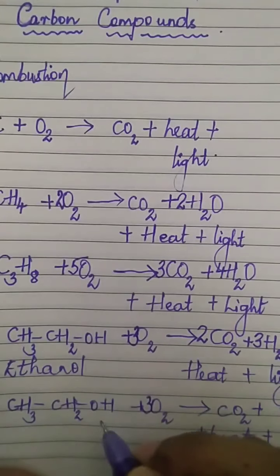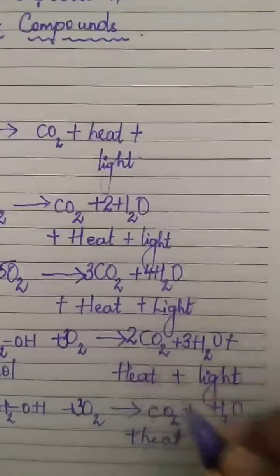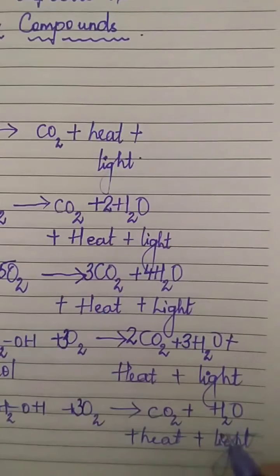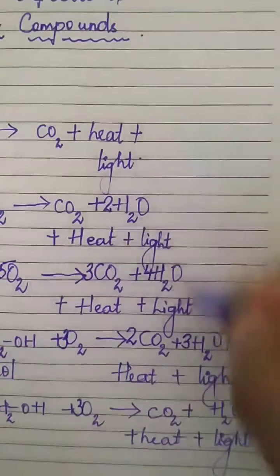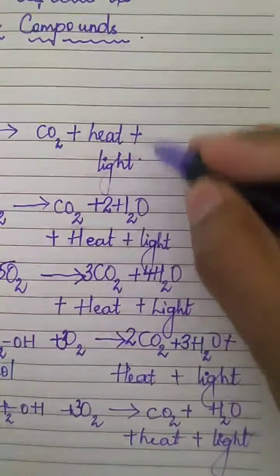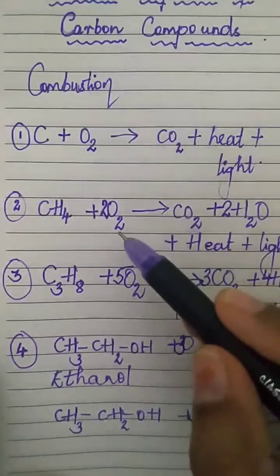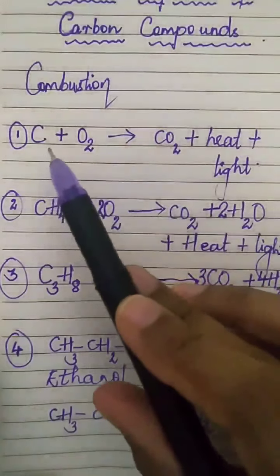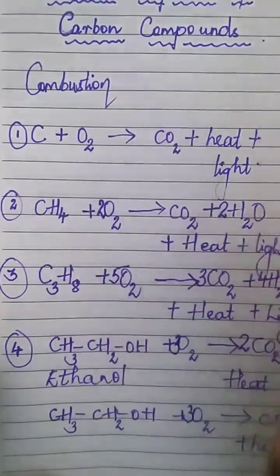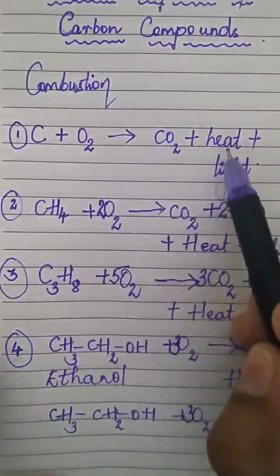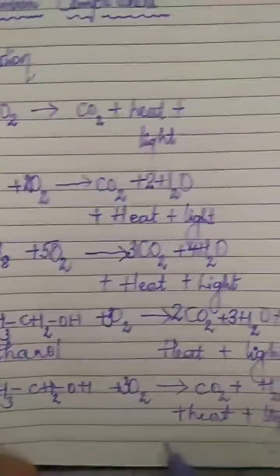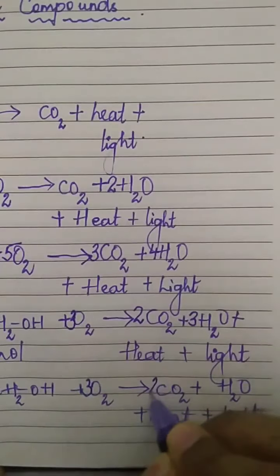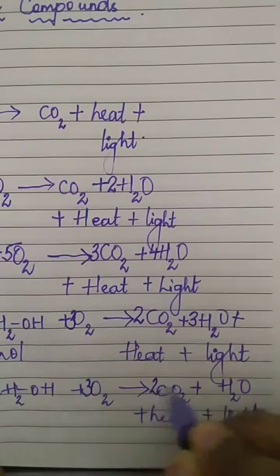CH3CH2OH, ethanol, on combustion gives carbon dioxide, water, heat and light. The product remains the same for all. So this type of reaction is very easy to memorize. In combustion, every carbon compound undergoes combustion and gives carbon dioxide, water, heat and light, except carbon, because there are no hydrogen atoms in carbon. So in carbon you will not get water. Balanced? Yeah, 2 CO2 and 3 H2O. This is the first property.